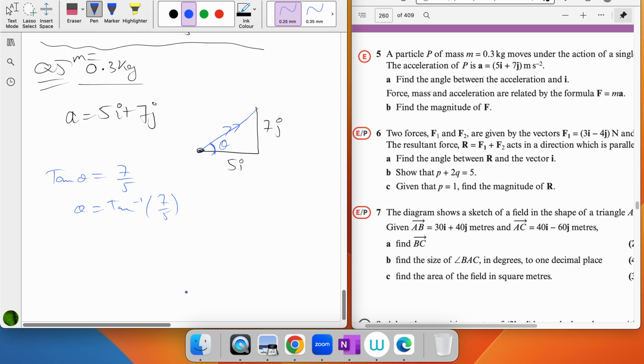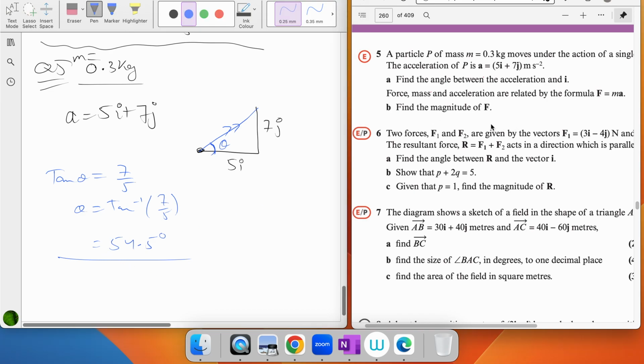So shift tan 7 by 5. Theta is 54.5 to 1 decimal place. So the angle between acceleration and i is 54.5.